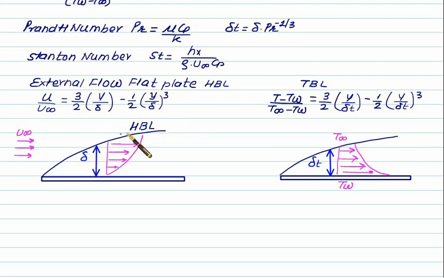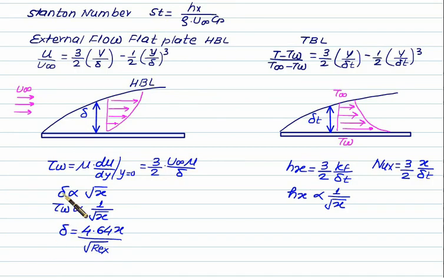Similar to the hydrodynamic boundary layer, if we have a plate which is maintained at temperature Tw, and surrounding fluid temperature equal to T infinity, then we observe a temperature gradient inside this region, and the temperature profile is given as T minus Tw upon T infinity minus Tw, identical to this equation, except delta is replaced by the thermal boundary layer thickness, which is equal to delta T.